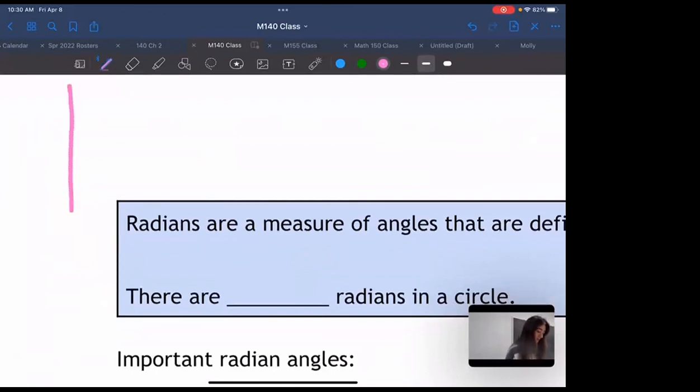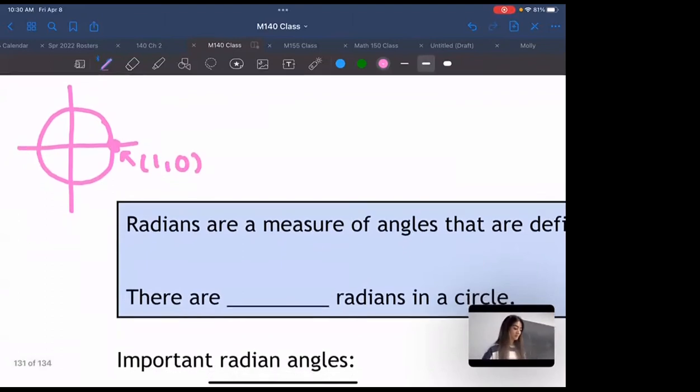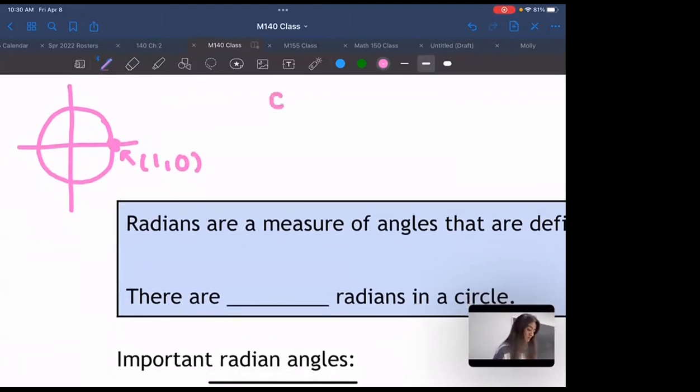Okay. Let me draw the standard position, right? And I'm going to draw the unit circle on it. So I'm just drawing the unit circle. Remember, the unit circle is a circle that has radius 1. That's all it's doing. Okay, so we know that this point here is (1, 0). Okay. So what I'm going to do is write something.